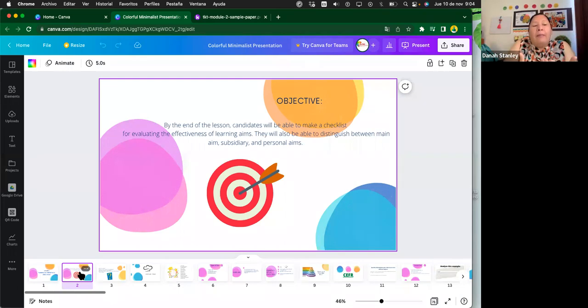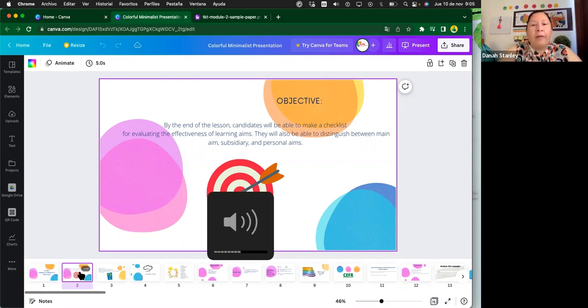So maybe by realizing the different stages I need to make a complete and an appropriate lesson plan, and where I'm going to set each one, where the main aim goes, where the subsidiary aim goes, and where the personal aims go. Okay.